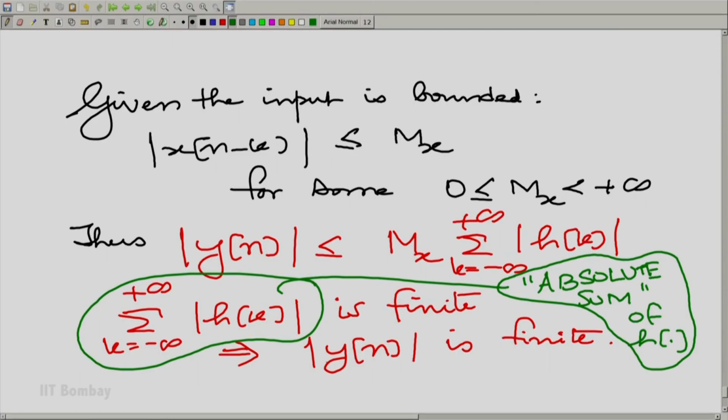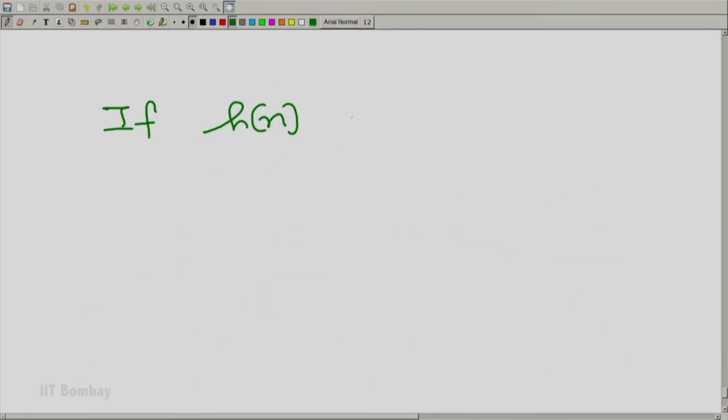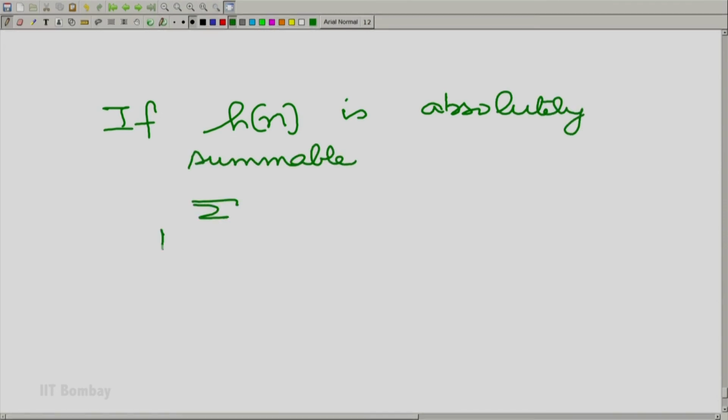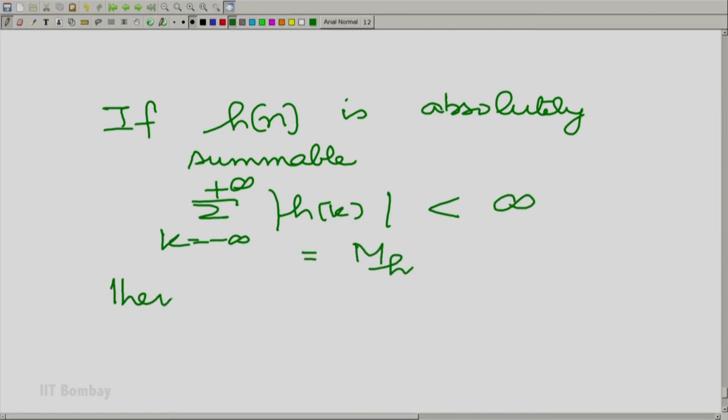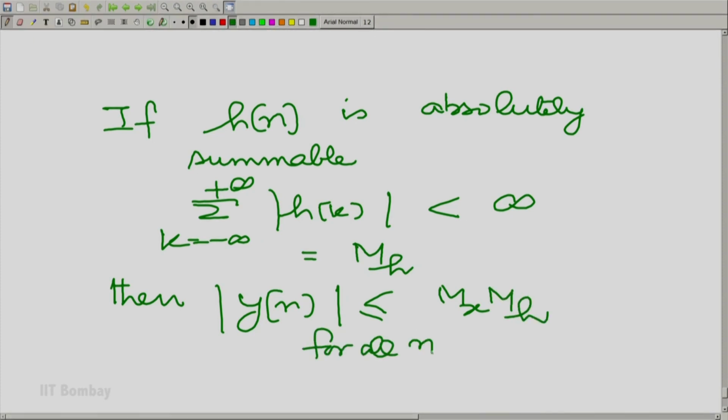So, in fact, let us get back here. If h[n] is absolutely summable, that is summation k going from minus to plus infinity mod h[k] is strictly less than infinity, and maybe you can call it equal to Mh, then mod y[n] must be less than or equal to Mx times Mh for all n, and hence bounded. So, this is a sufficient condition, but we now need to ask if this condition is necessary, and that we shall do in the next discussion. Thank you.